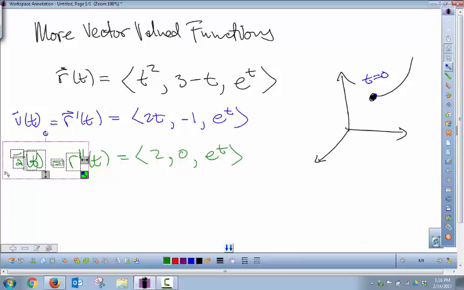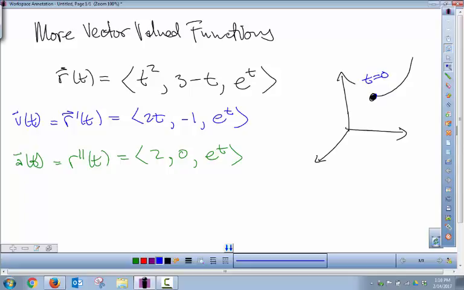So these are general functions. If we want to focus on a particular point and find out information about the graph at that point, then we can put in that particular point. So let's say we're curious to see what happens at t equal to 0. If we put 0 into the position function, we would get 0, 3, 1. And what that gives us, if you remember last time, is a vector from the origin to that point, and that's your position.